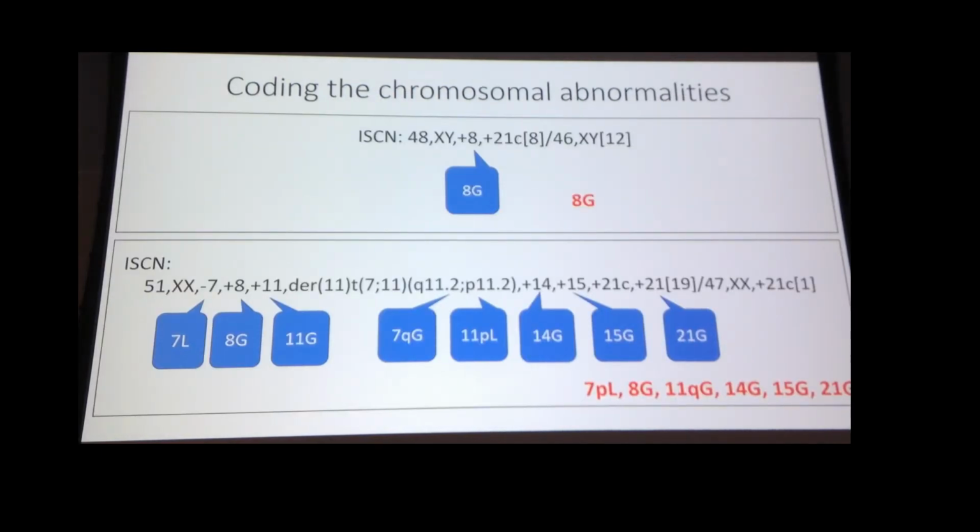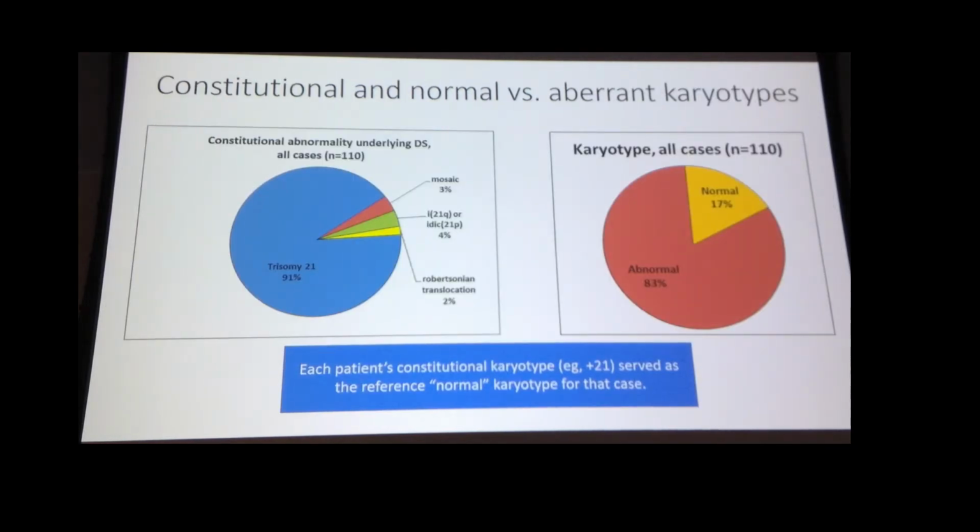So in doing this, I just had a big spreadsheet, had all my codes, and then I could go through and count how many abnormalities occurred among all of our 110 patients. So here's what we found. I'm just going to start with the constitutional karyotype of these patients.